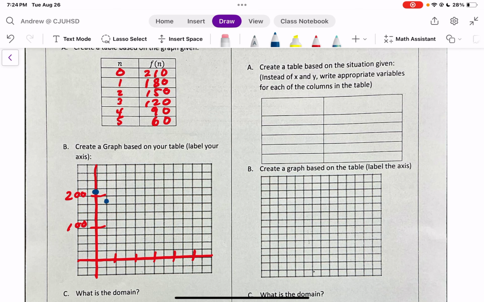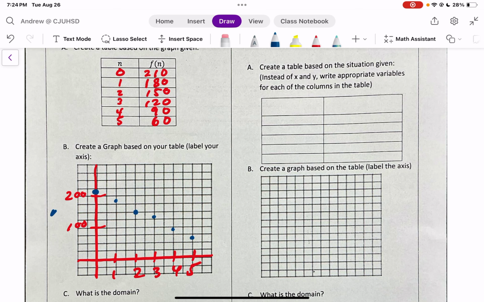And oops, I just didn't use my scale, did I? So let me label this on the bottom. This is 1, 2, 3, 4, 5. So that should have been 180, somewhere around here. 2, 150. 3, 120. 4 is under 100. And 5, 60. So right about here.